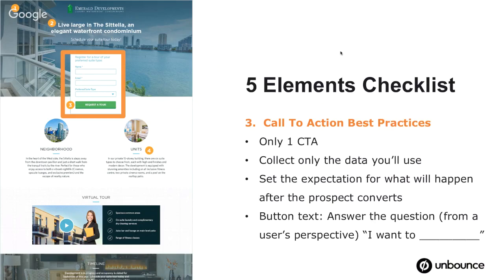In terms of best practices for CTAs, first, keep the number of CTAs to 1. Though you may want to repeat the CTA in a number of places, it's just so that it's always accessible. But if you give the prospect 2 options, they might just leave and go do something else on the website, which you don't want them to do. And if you give them 1 option and they leave anyway, then you can always just retarget them.